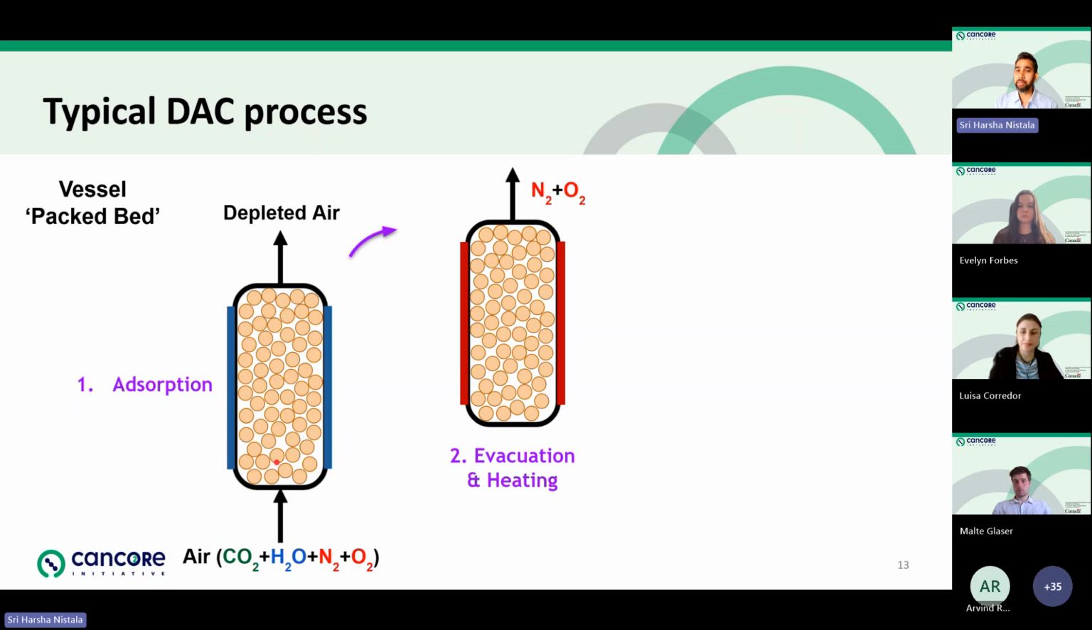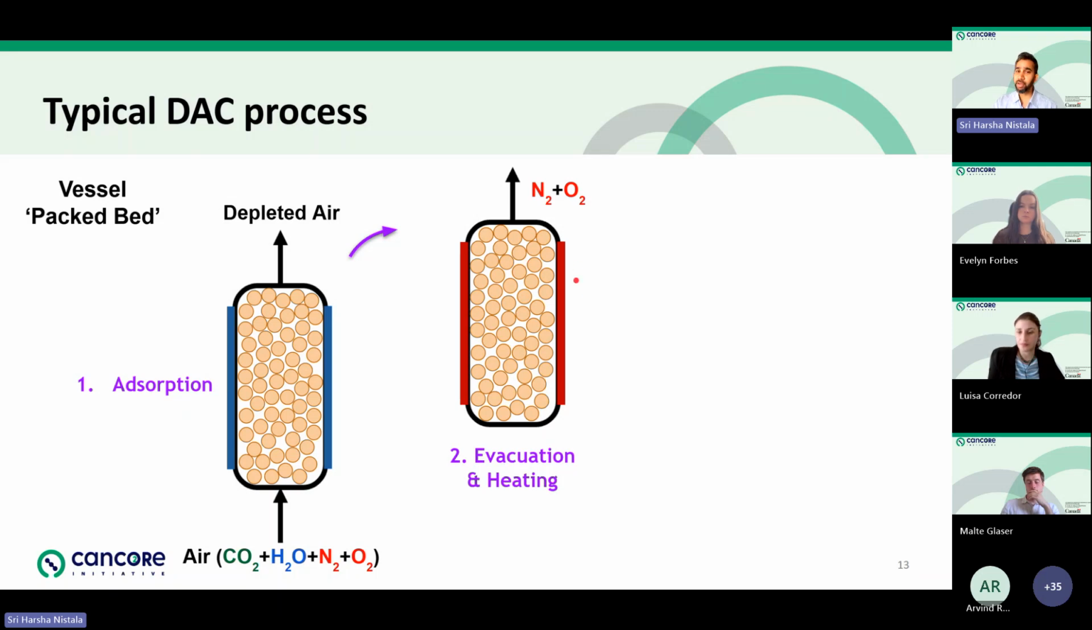In the second step, which is known as evacuating and heating, the airflow is stopped, and at the other end of the bed, we apply vacuum. This is applied to remove the nitrogen and the oxygen which are present in the empty spaces, and this is necessary to improve the purity of the final product.